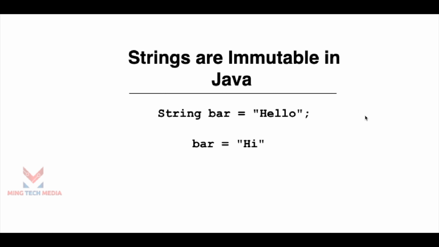Also to note, in Java, strings are immutable. So unlike other programming languages like JavaScript, once you create a string, it's immutable. So once strings are created, that means they can't be modified. So here, hello and hi are 2 different objects. The variable bar was reassigned to the object hi.